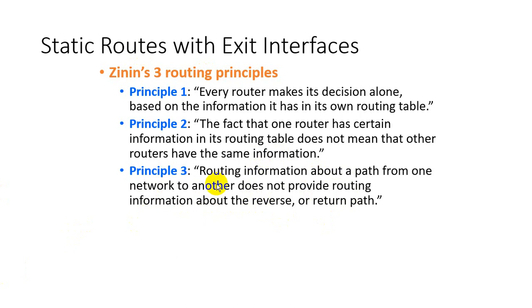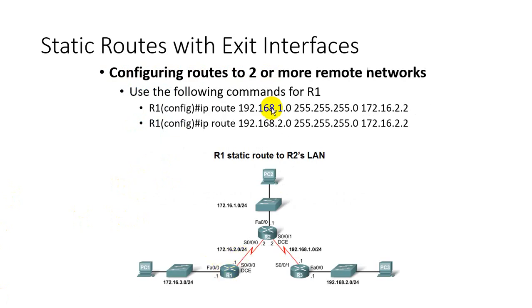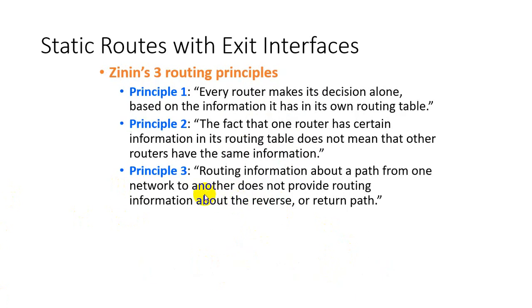So again, let me emphasize this: routing information about a path from one network to another does not provide routing information about the reverse or return path. So for example, here, if it has a route to its destination, that does not guarantee the return path. I think this is something that we should keep in mind.